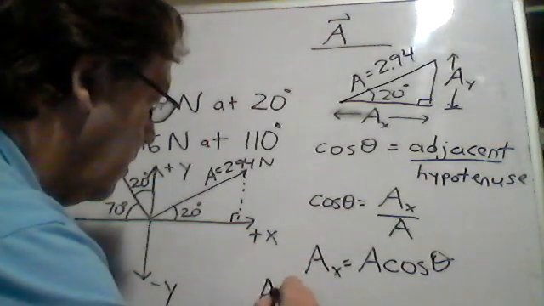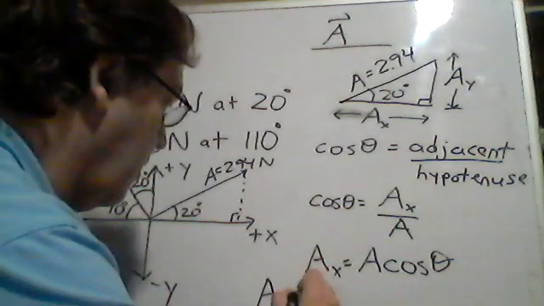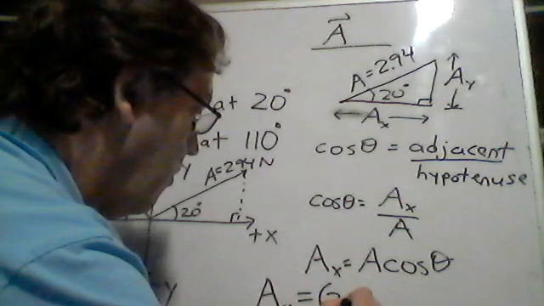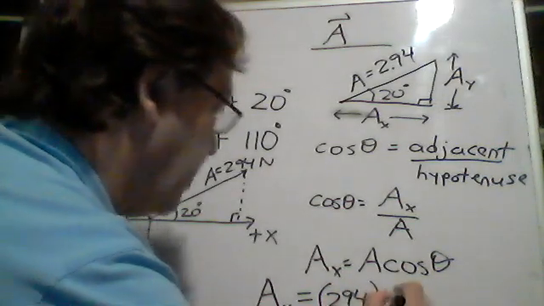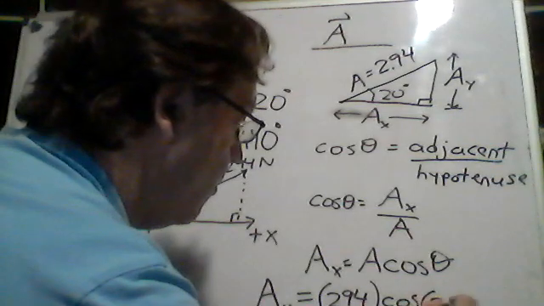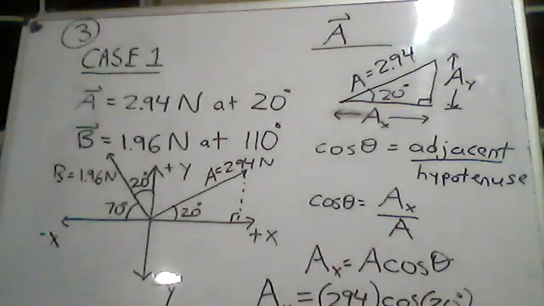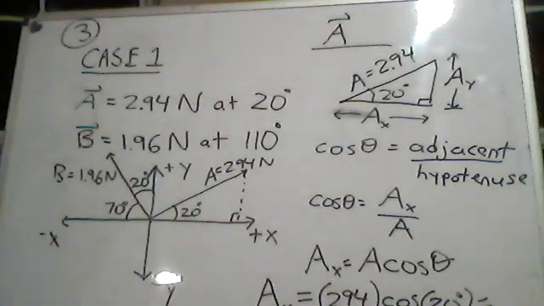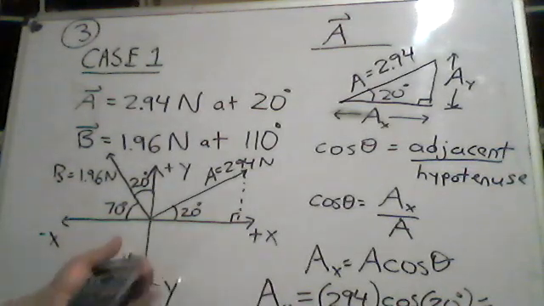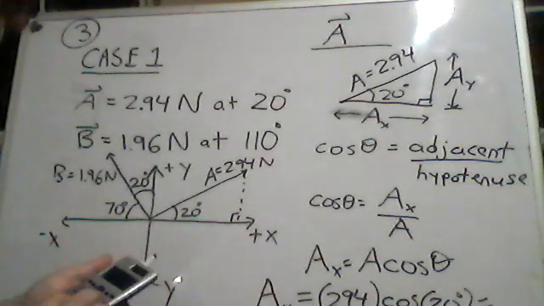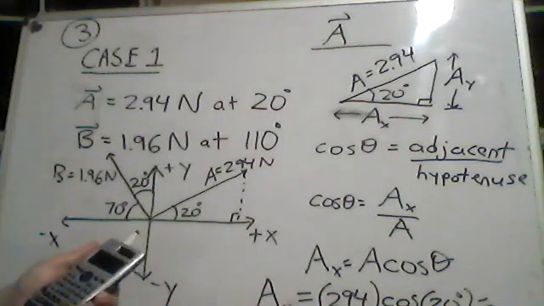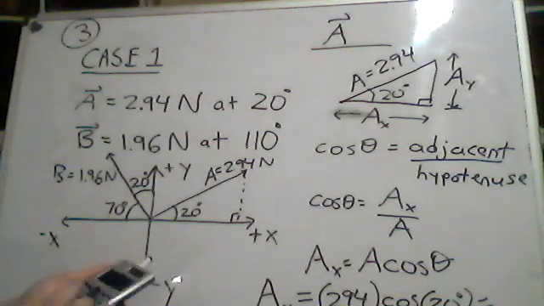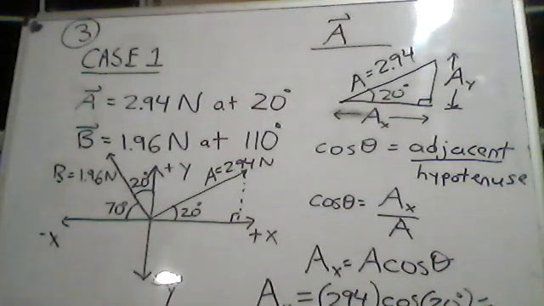A sub x, remember, is A, well, what is A? 2.94 times the cosine of 20 degrees. All right, and that comes out to be, so I go to my calculator and I put in the cosine of 20. Remember, make sure your calculator's in degrees. So cosine 20 comes out to be about 0.9396, and so on, times 2.94. Comes out to be 2.76.